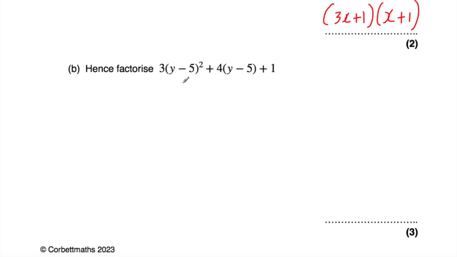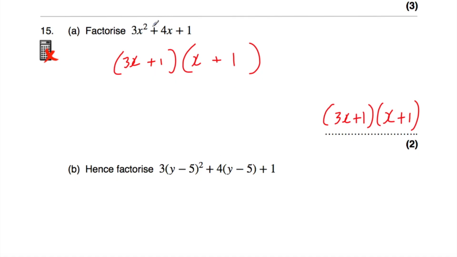Part B says hence factorize 3(y minus 5) squared plus 4(y minus 5) plus 1. So if we go up and compare that to what we were given in the original question, the x's have been replaced by y minus 5. The x has been replaced by y minus 5.